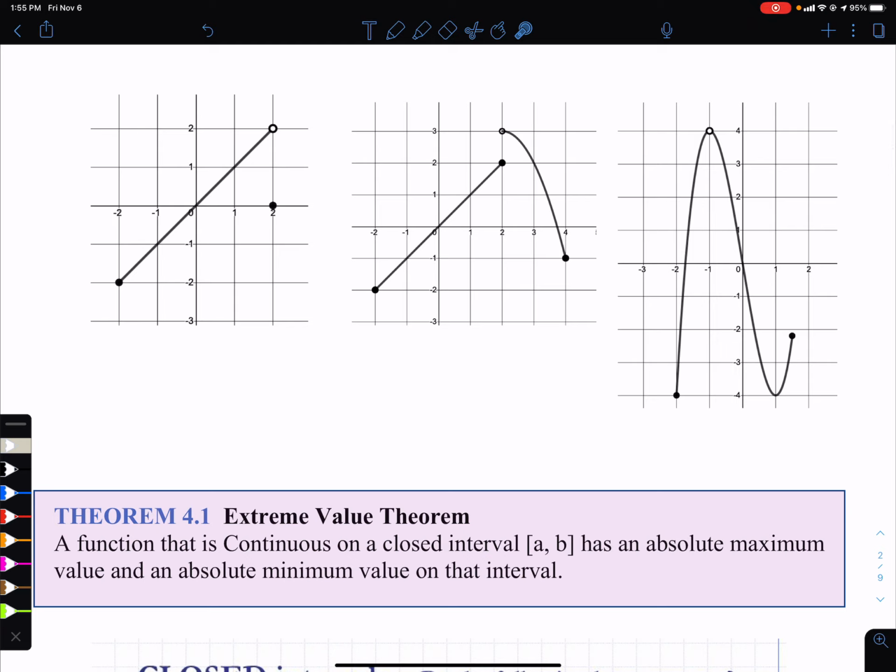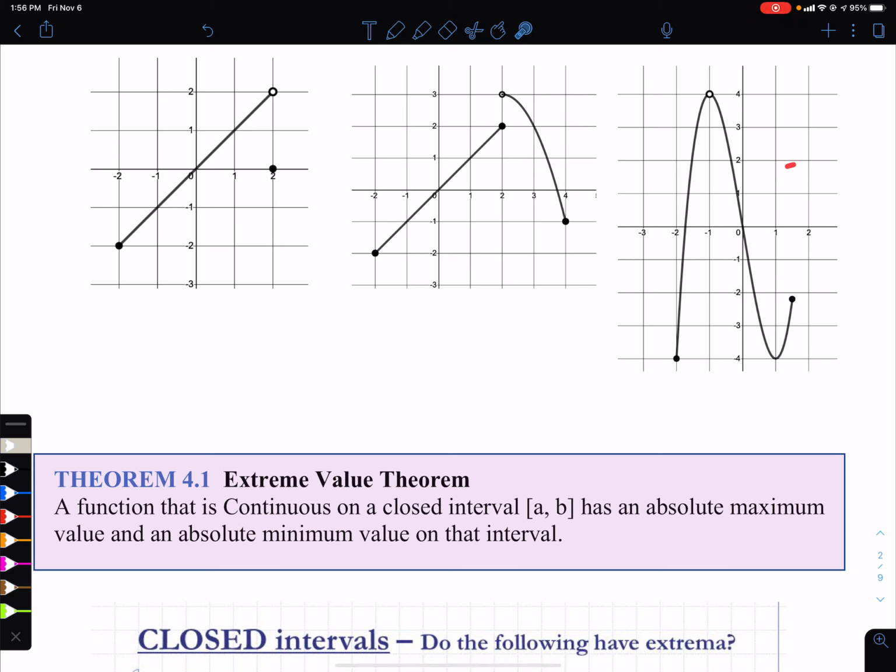Does this have an absolute minimum? Yes, it does. The minimum value is -2, and it occurs when x is -2. Does it have a maximum? No, because at this point, it's an open dot. You cannot have a maximum at an open dot. Does this have a minimum? Yes. Does it have a maximum? No, because there's an open dot. So I might say, yeah, 2.999999. I say no, because this graph also contains 2.9999999.